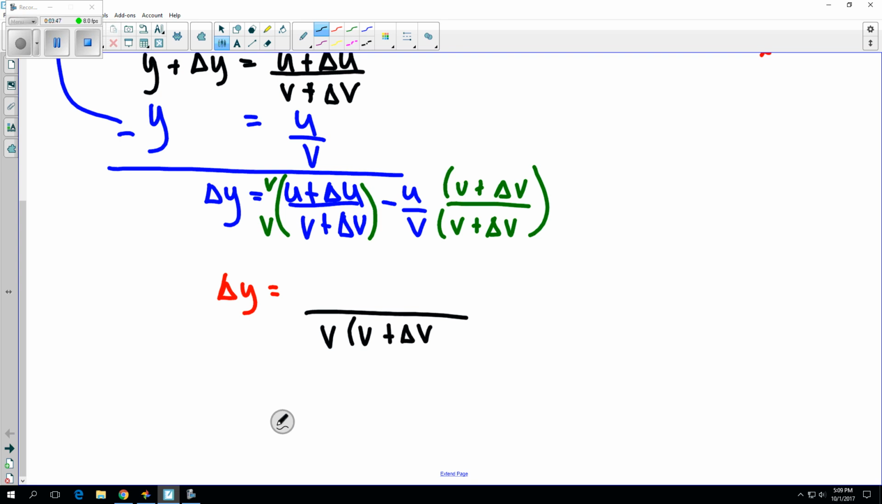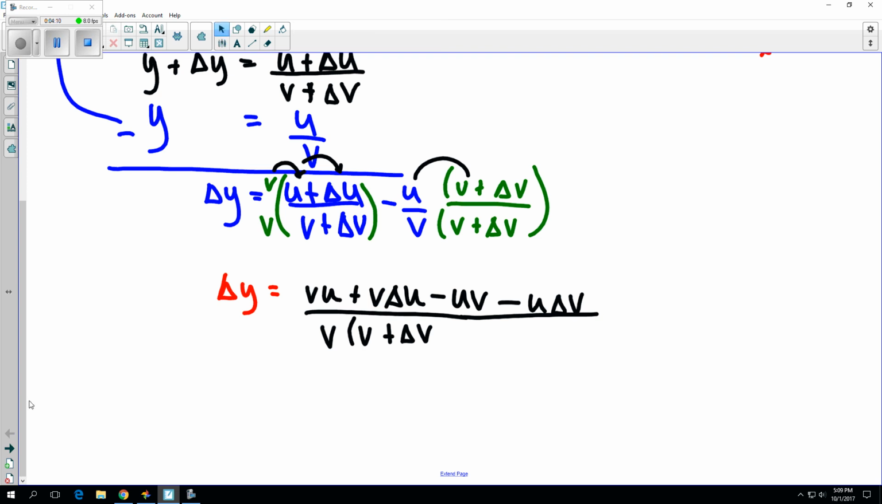Looks like my numerator is v times u plus, so I'm just distributing here, plus v times delta u minus u times v minus u times delta v. So, my uv and vu will cancel. Looks like it got cleaned up a little bit there. I'm going to kind of put my parentheses there.